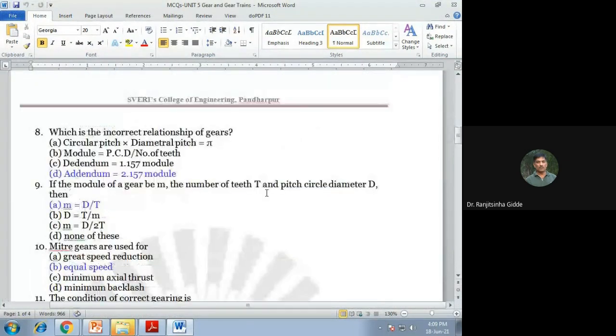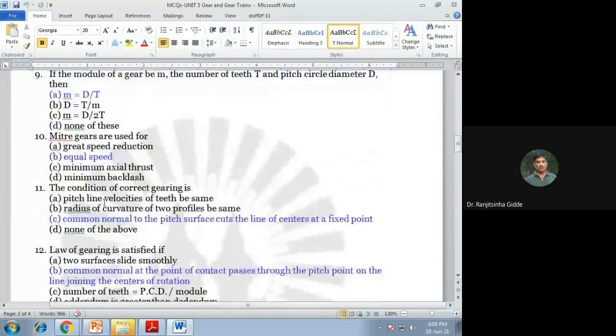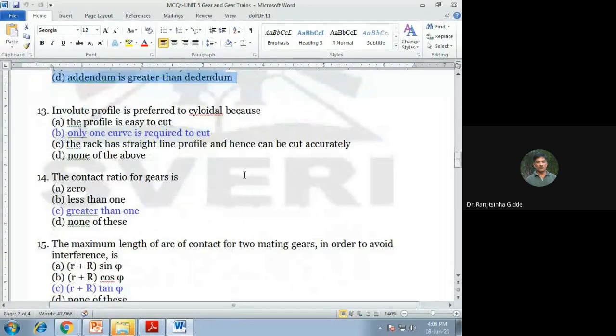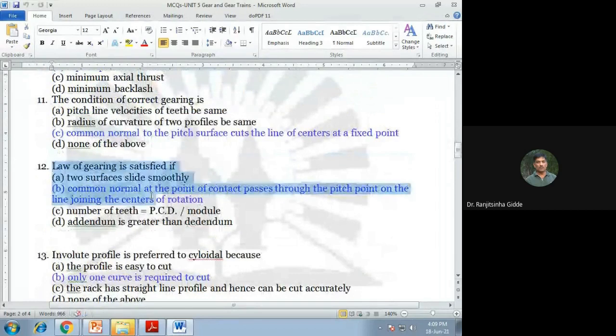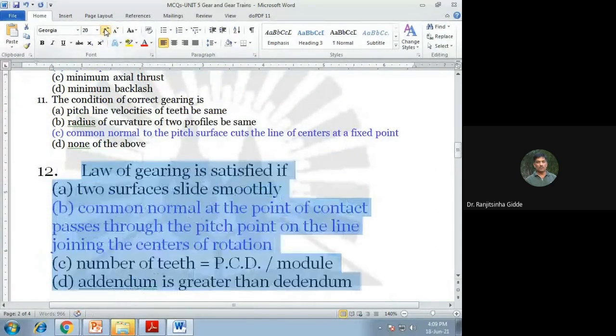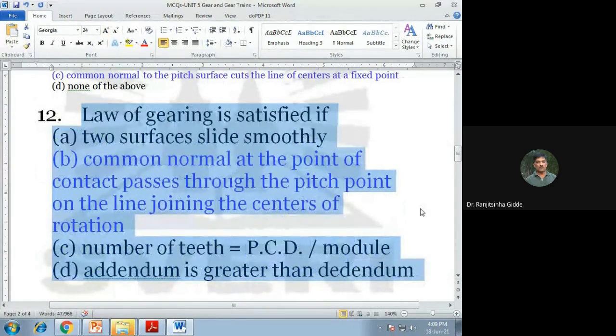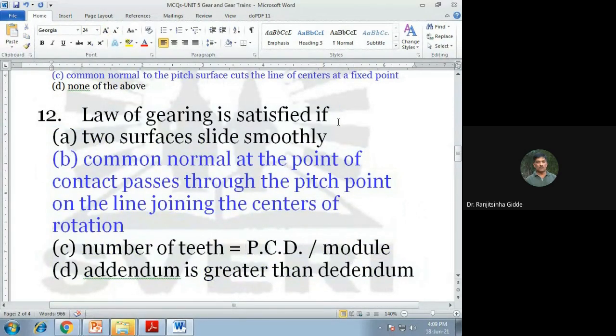Okay, so already we have discussed this. Then this is the law of gearing. For visualization, I will enlarge the size. So the law of gearing is satisfied if: this is the first option, this is the second option, this is the third option, and this is the fourth option.